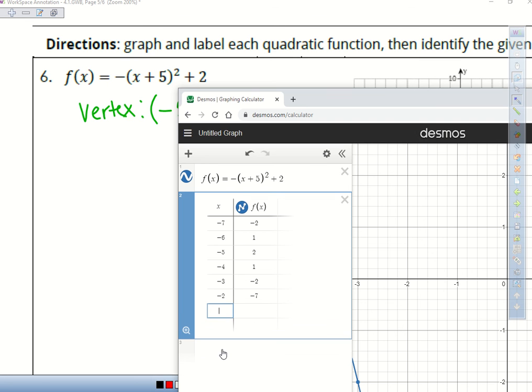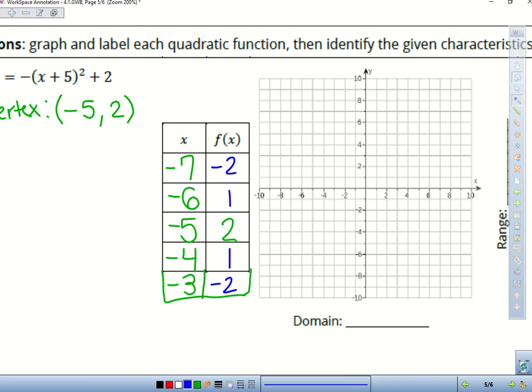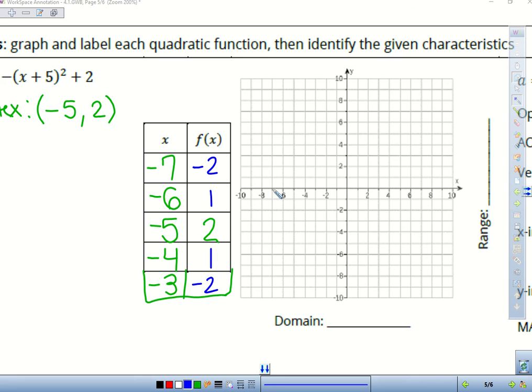So now that we have that, we basically have our whole table. I think I put an extra value in, but it's fine. I will copy this over for you so you can see it better, because I know it's tiny. So this is -2, 1, 2, 1, and -2. Once you have those values, you plot them on the graph. So we have (-7, -2), (-6, 1), (-5, 2), (-4, 1), (-3, -2), and then you connect them.